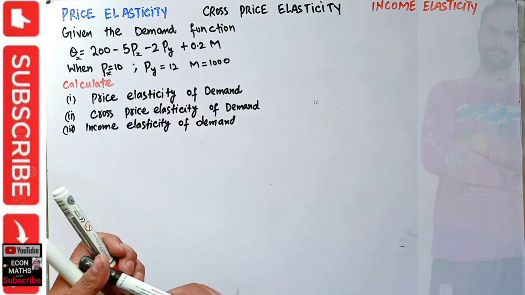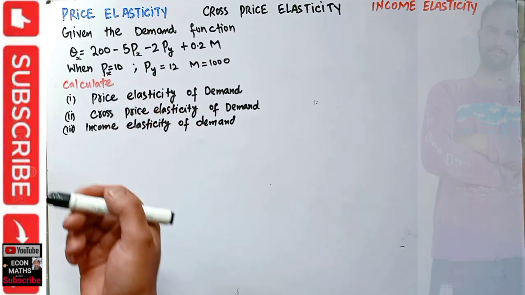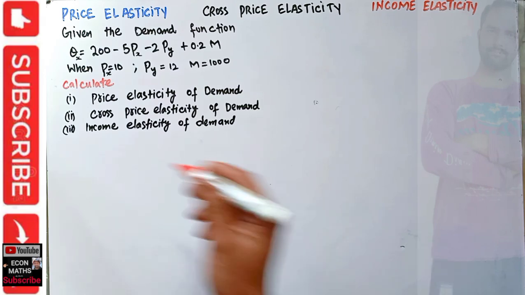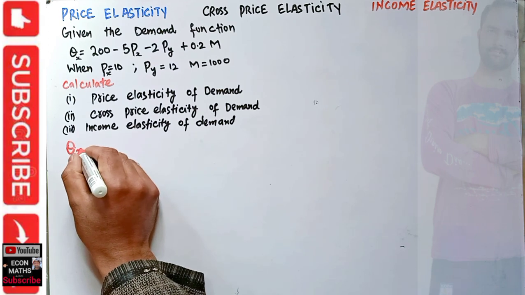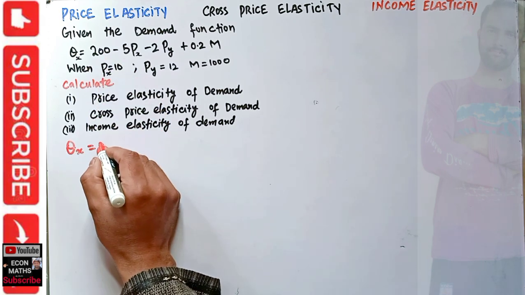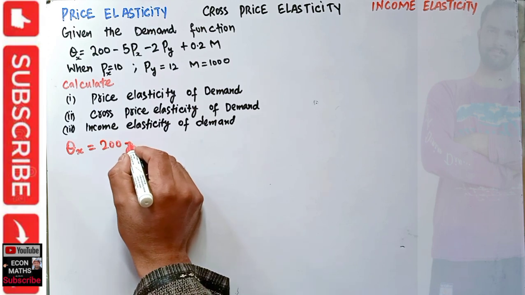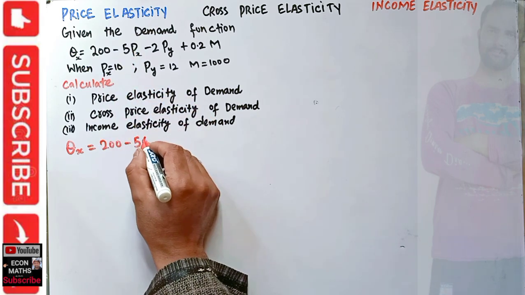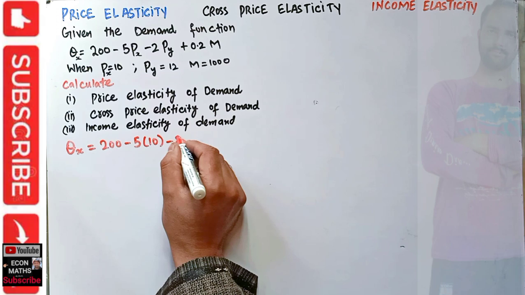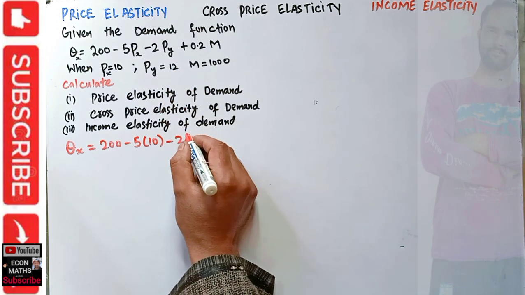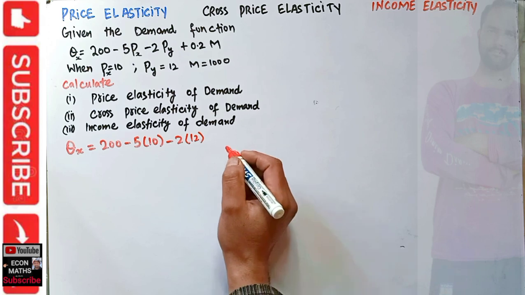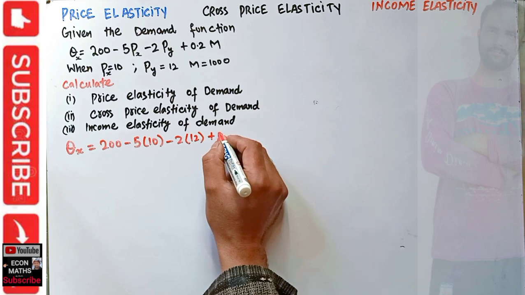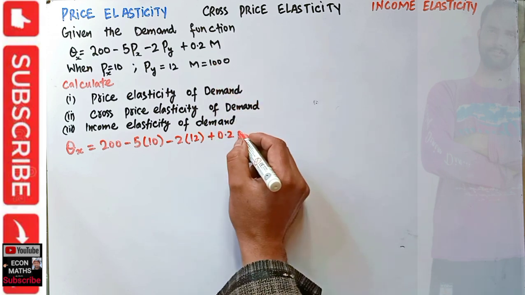Let us first write what our quantity demanded is. Quantity demanded, that is qx, will be equal to 200 minus 5 times the price of good X, which is given as 10, minus 2 times the price of good Y, which is 12, plus 0.2 times the income, which is given as 1000.